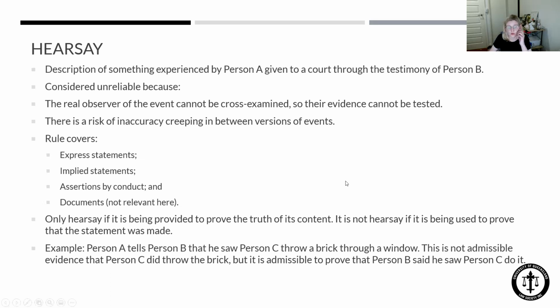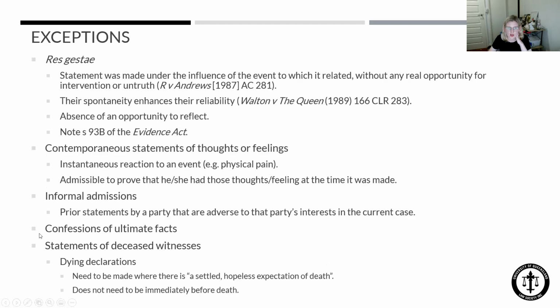So the example that I've given is that person A tells person B that he saw person C throw a big brick through a window. It's not admissible evidence that person C did throw that brick, but it's admissible to prove that person B said that he saw person C do it. There are exceptions, as with everything. The two common ones are res gestae and dying declarations.